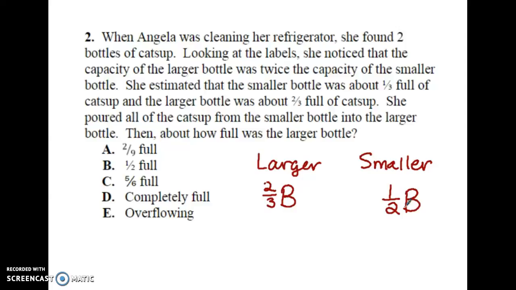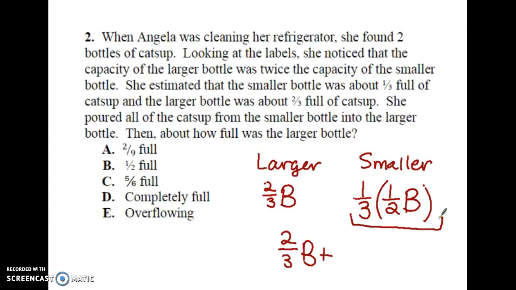But then it says she estimated that the smaller bottle was about a third full of ketchup. So the larger bottle was 2/3 full, the smaller bottle was a third full, but again, the smaller bottle is half the capacity of the large. So if she combines the two by pouring the smaller into the larger, she would have the larger 2/3 full of ketchup plus, and if you multiply this, 1/3 times 1/2 gives you 1/6 of the big bottle.